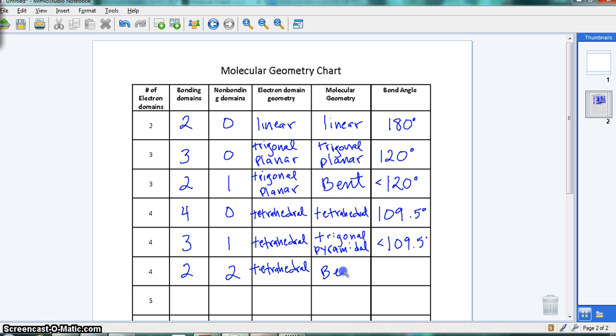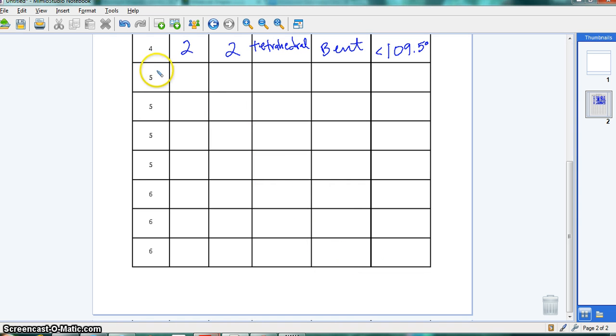This time it's bent and less than 109.5 degrees. Okay? Okay, our next group of electrons, there will be 5 of them. So let's take a look at what that means. We could have 5 bonds and no lone pairs, 4 bonds and 1 lone pair, 3 bonds and 2 lone pairs, or 2 bonds and 3 lone pairs. So we have 4 different molecular geometries for our 5 groups of electrons.